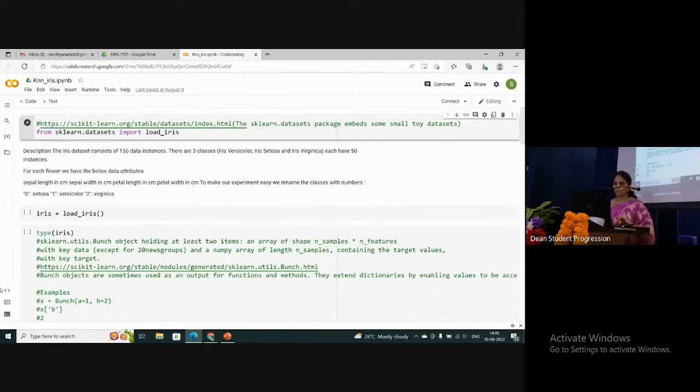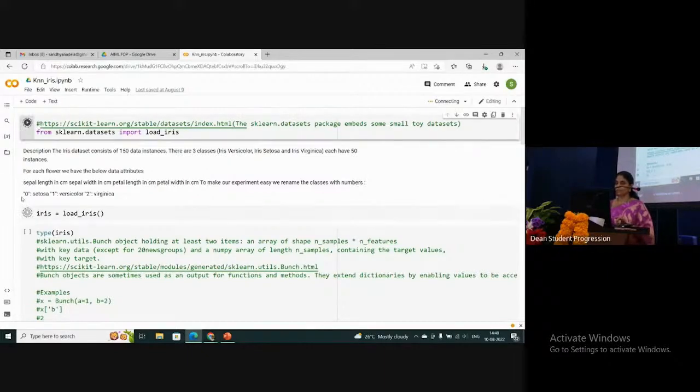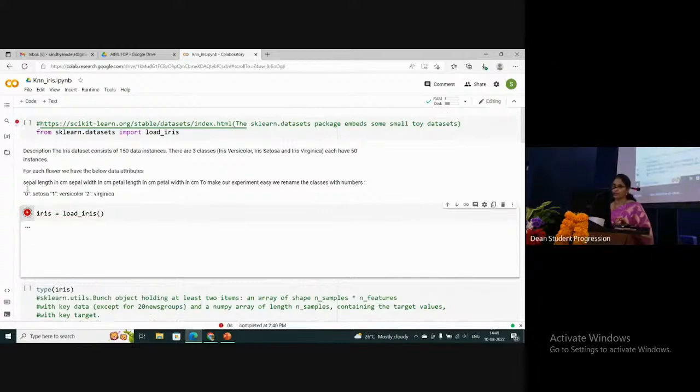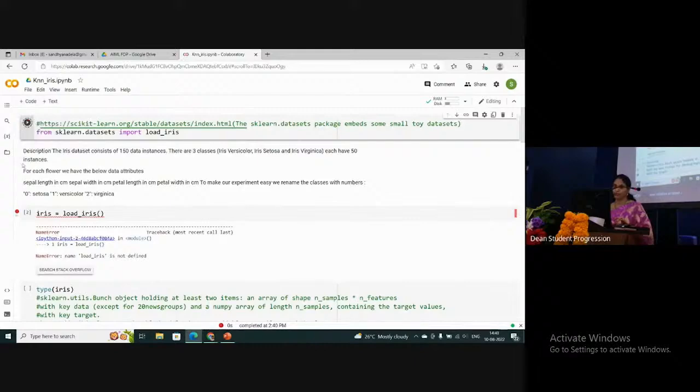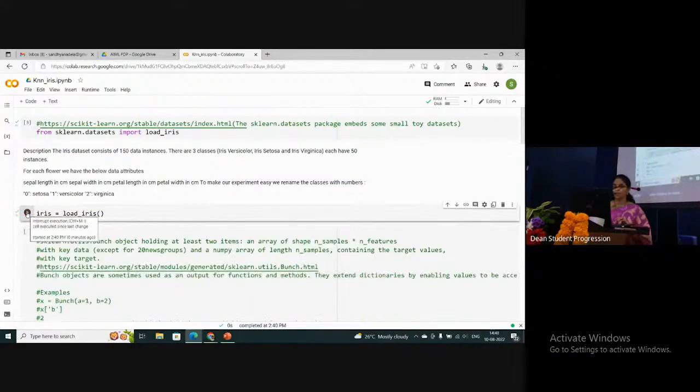So now, what are you doing here? In scikit-learn, the data sets that you have already include some toy data sets which are available inbuilt. One of the toy data sets that we have is the Iris data set. You take the Iris data set here. What is the internal arrangement of your Iris data set? It is in the form of a Bunch.